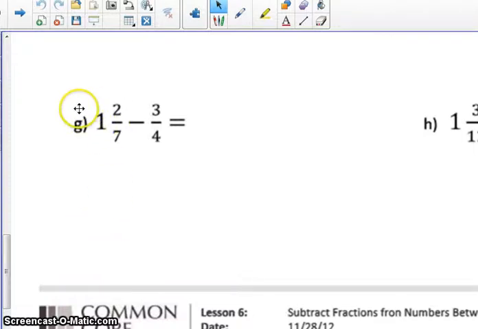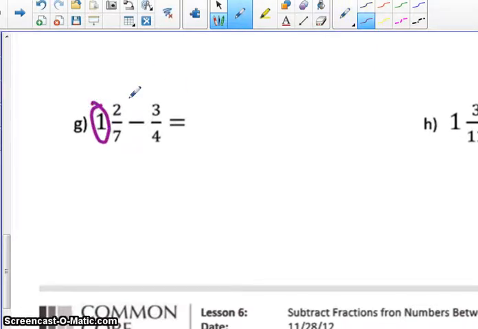This is the first page of the homework, letter G. Now this is a subtracting fractions problem. We need to isolate this one by itself and get it to be a fraction, because a mixed number is not helpful when you're subtracting fractions. So let's just turn this entire thing into one fraction. Because it's a mixed number, it's going to turn into an improper fraction.